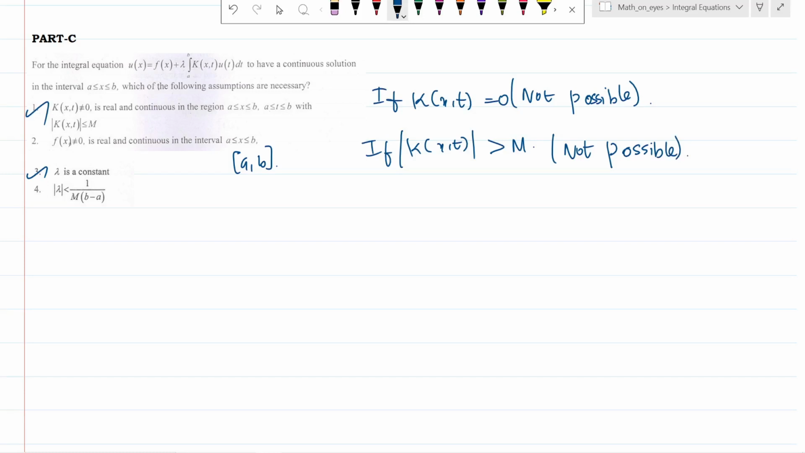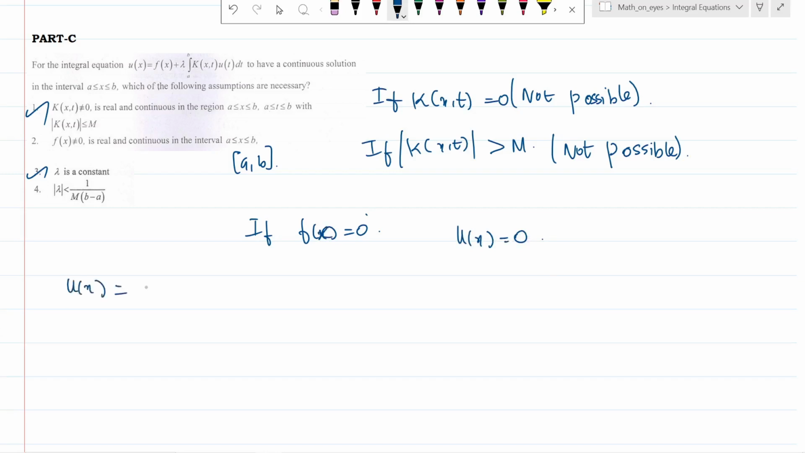Suppose f of x is equal to 0, in that case we get a trivial solution. If f of x is equal to 0, we get the homogeneous Fredholm integral equation, and we get the Fredholm integral equation having the trivial solution. U of x is equal to 0 will be a solution, obviously, and it may have an extra solution also. A non-trivial solution may also exist. Let us take an example.